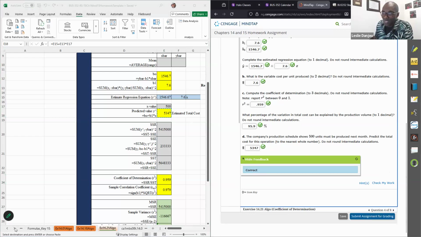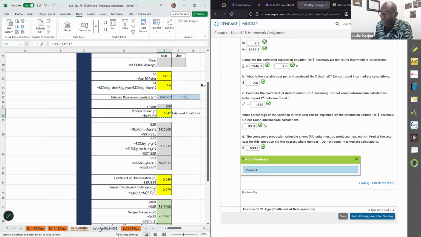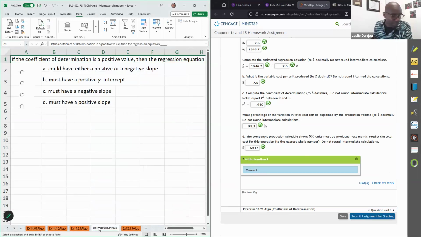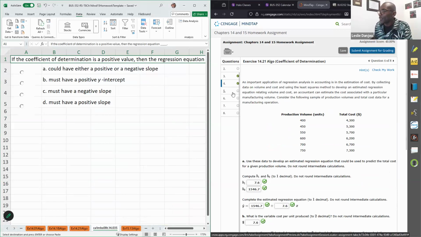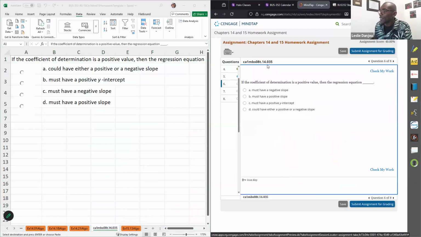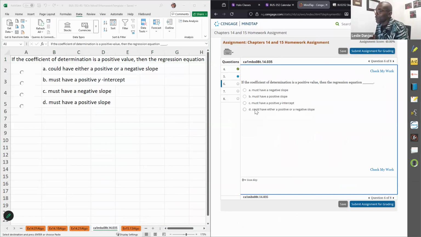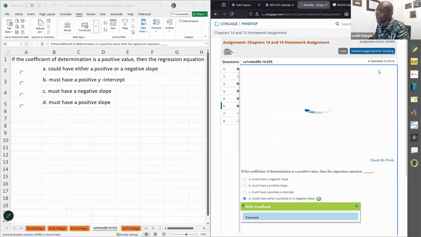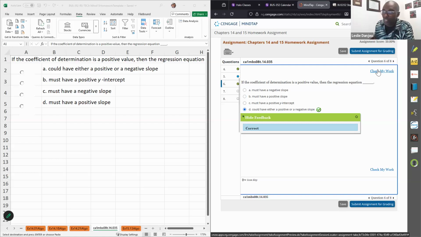All right. Let's move on, please, to multiple choice 14.035. Good, good, good. I'm going to click through until I find it. All right, 0.35. So if the coefficient of determination is a positive value, then the regression equation could be positive or negative. All right, this is a little trick question right here.